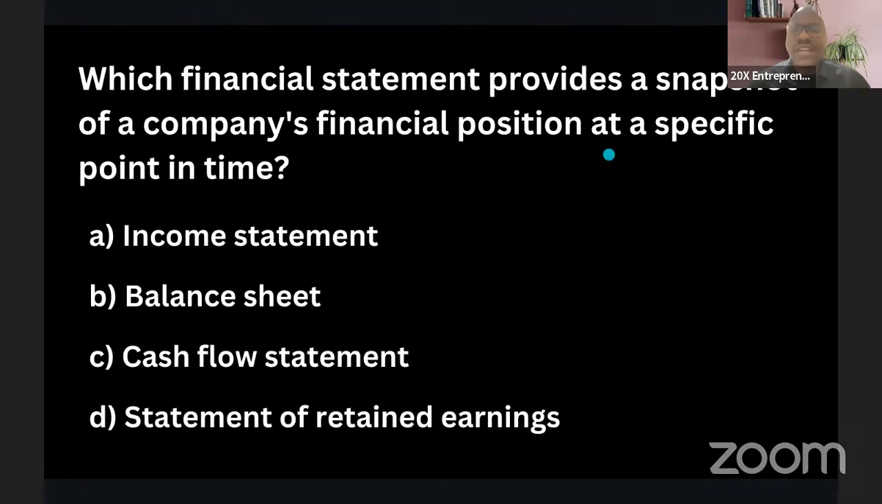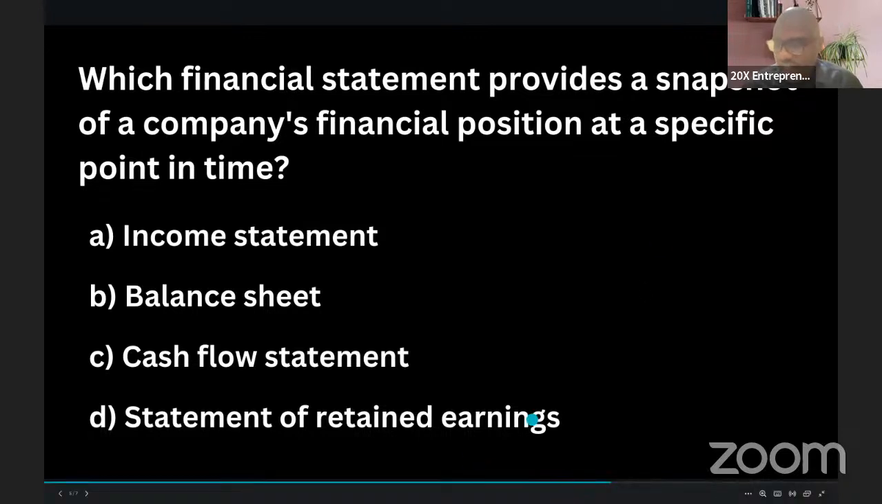Which financial statement provides a snapshot of a company's financial position at a specific point in time? Is it income statement, balance sheet, cash flow statement, or statement of retained earnings? Lawrence says it's B. Gladys says it's B. The answer is balance sheet. That's correct.